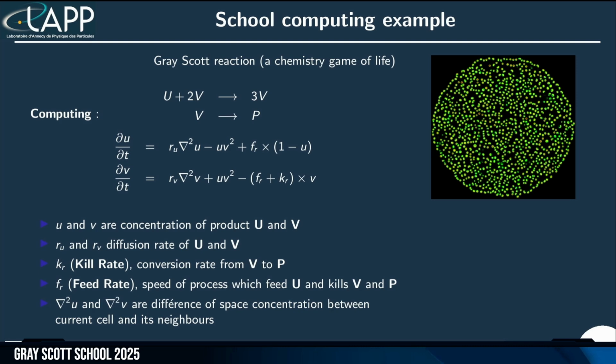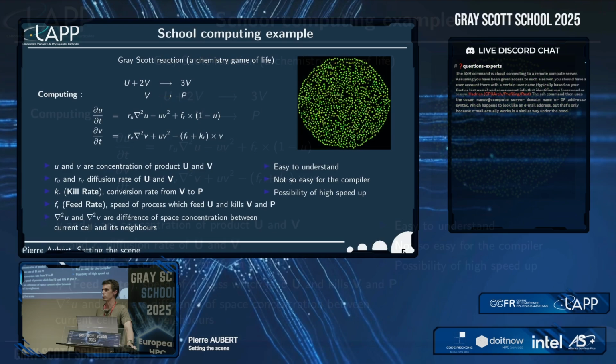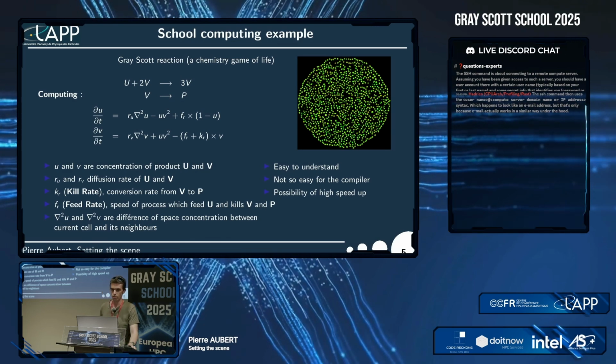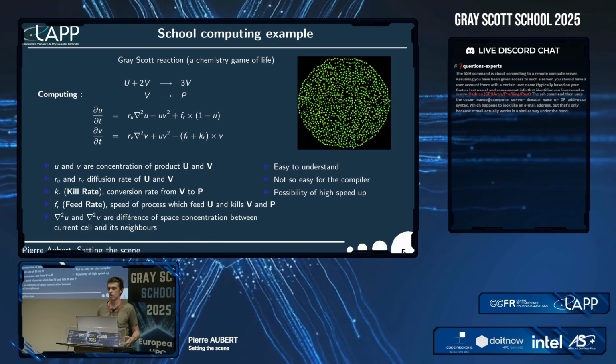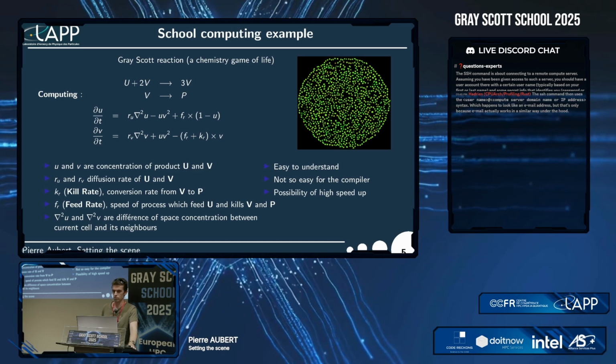But the point of this reaction is to have something which is really easy to understand, because it's a mix of two species, but it's way hard to optimize for the compiler. The compiler has no idea what you want to do with that, and you have to give it a lot of hints to explain the thing to be sure that everything will be fine. And that's the tricky part of this reaction. Even if it's not really compute intensive, it's complex enough for the compiler to have a lot of problems with that.